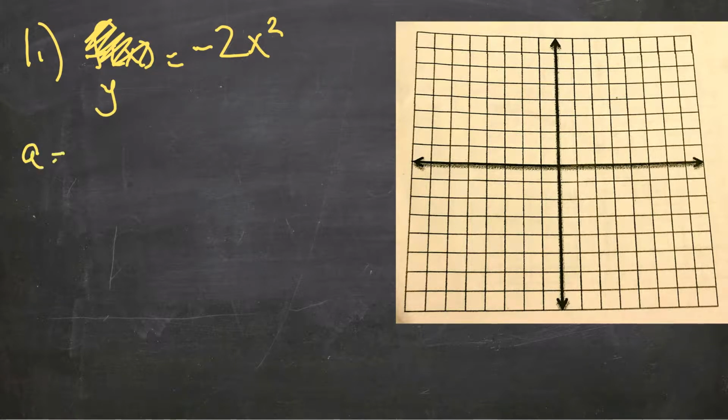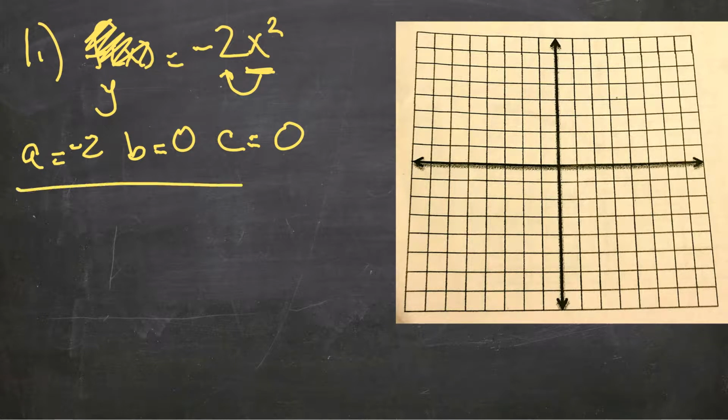Step 1, you find A, B, and C. I look at the x squared. That tells me that A is negative 2. There is no x, so B is 0. There is no C, so C is 0.